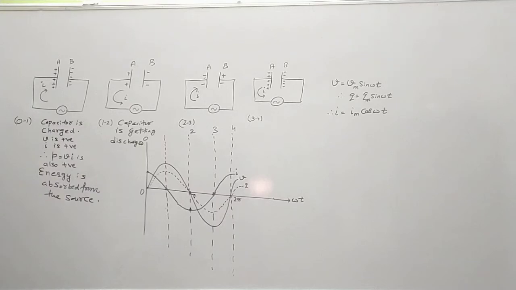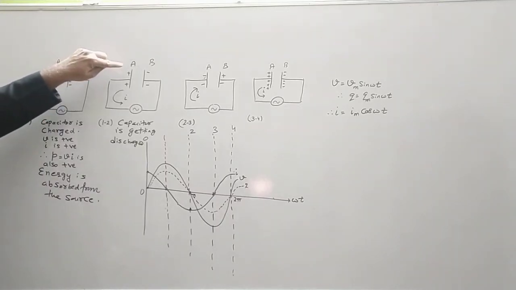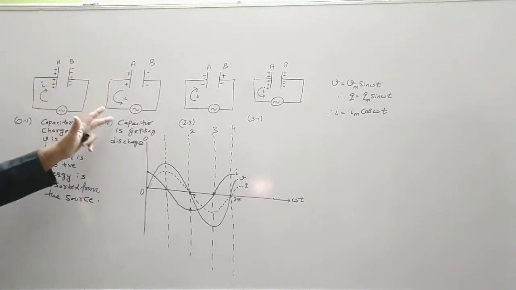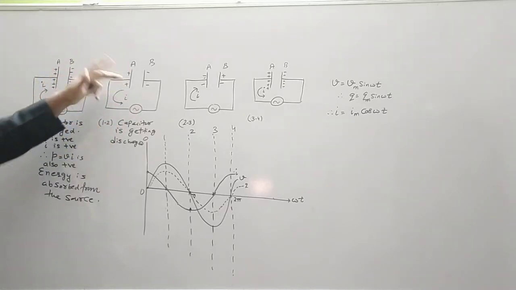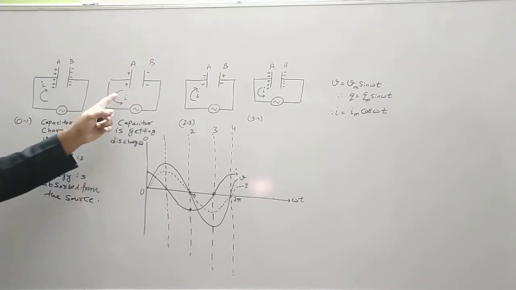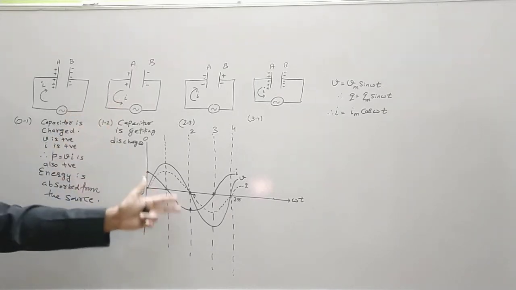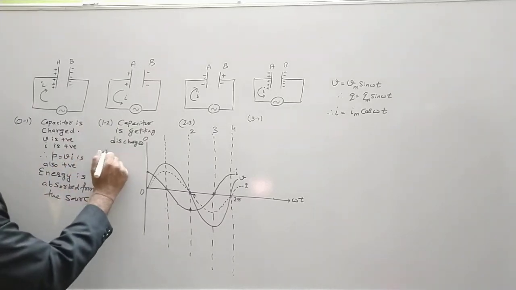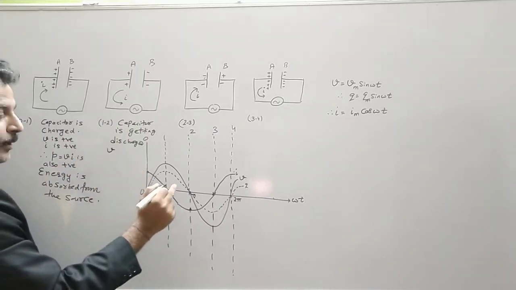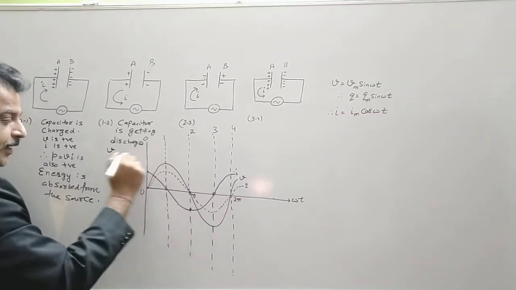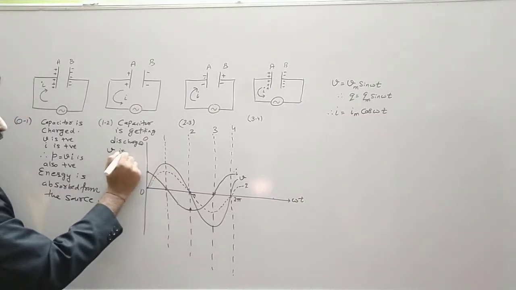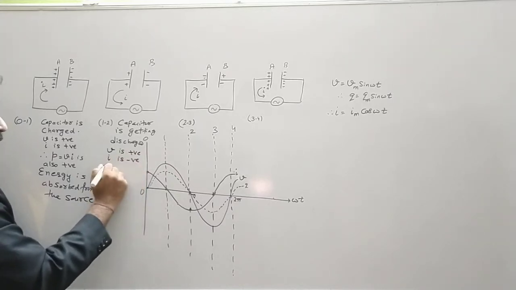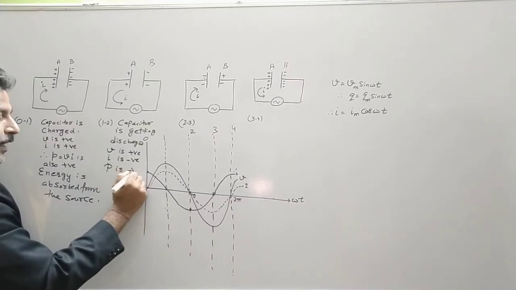So whatever amount of charge it acquired from the source, you can say it is giving back to it, and so the direction of the current is reversed and the current increases in the opposite direction. Now let us see the direction, polarity. Now V is decreasing but it is positive.